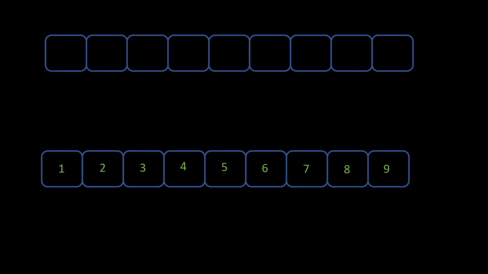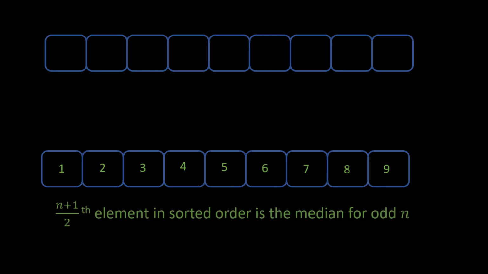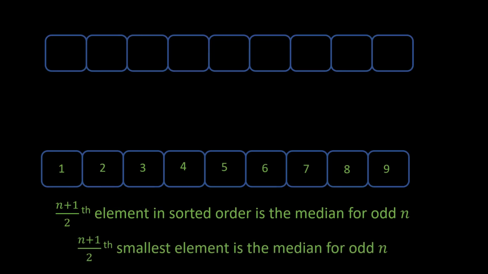In this case, it's the fifth element, since the fifth element, which is 5 in this case, has 4 numbers bigger than or equal to it, and 4 numbers less than or equal to it. And since it's the middle element, it's the median. In general, if n is odd, then the (n plus 1) over 2th element in the sorted order of the numbers is the median. We can also reword this as saying that the (n plus 1) over 2th smallest element of the numbers is the median.